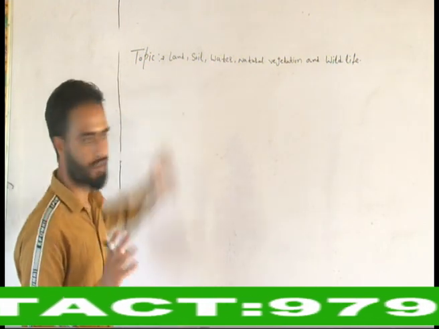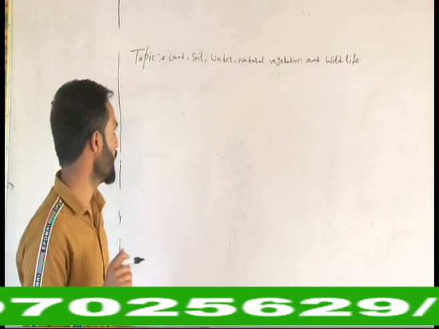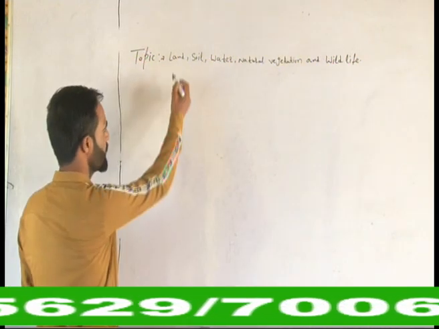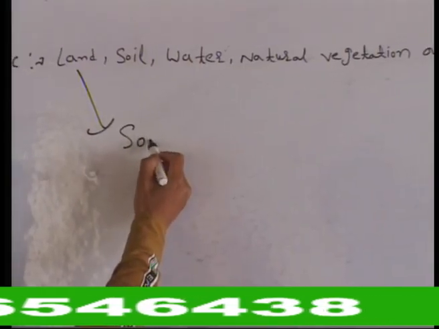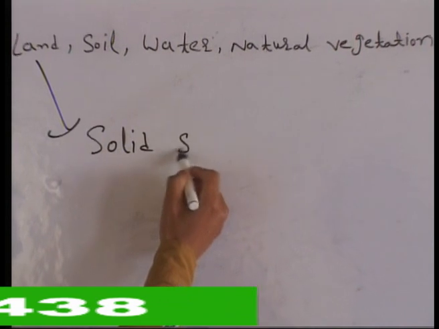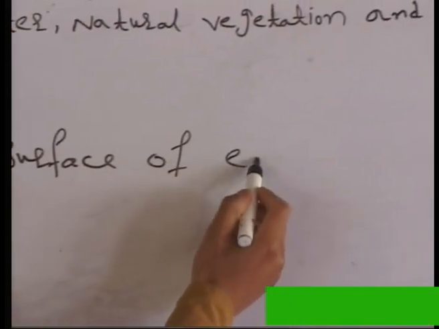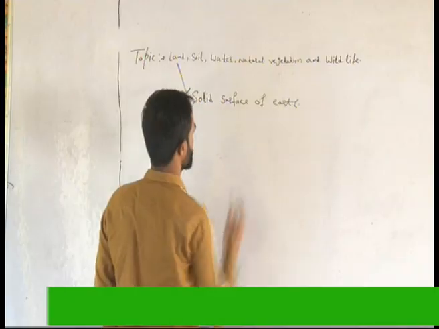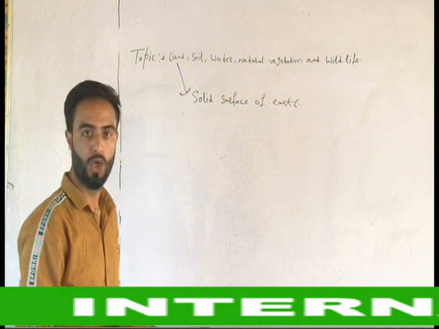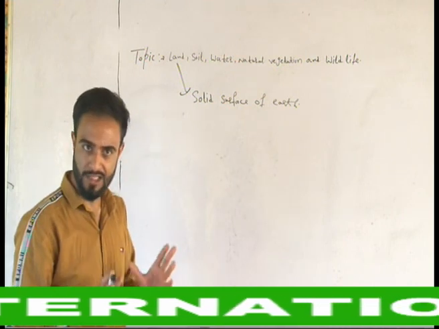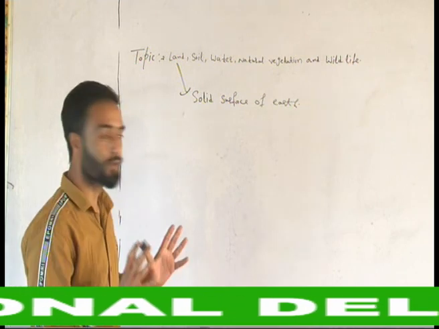First, what is land? I will discuss with you about land. Land is basically the solid surface of earth. Dear students, land is basically the solid surface of earth. Solid means anything which doesn't contain liquids like water.